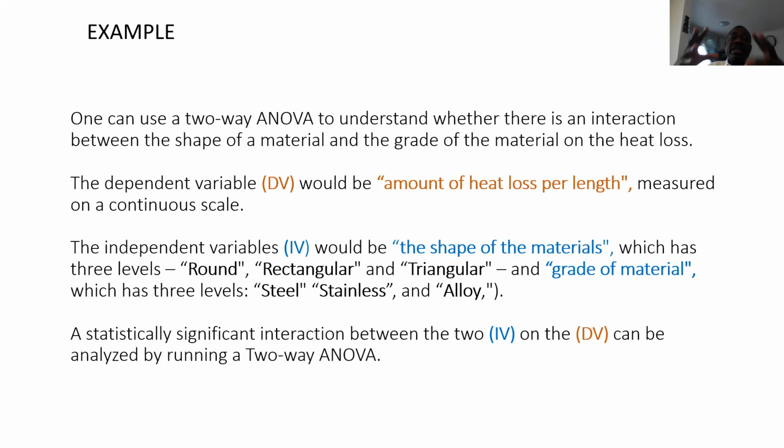The shape of the material, we have identified three categories or three levels. We will say the round, the rectangular, and the triangular. And the grade would also have three levels, or three grades: steel, stainless, and alloy.